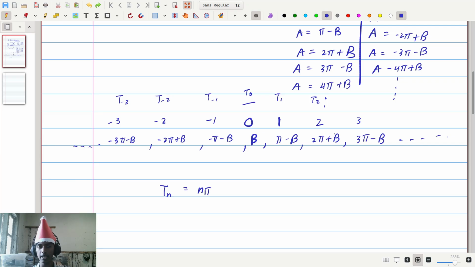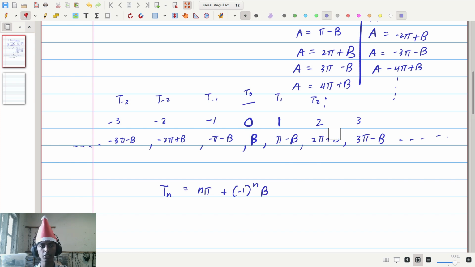A function that easily repeats this behavior is negative 1 to the power of n, where n is an integer. When n is an integer, if n is odd, negative 1 to the power of n is going to be negative 1. If n is even, negative 1 to the power of n is going to be positive 1. So here, if we just do a plus negative 1 to the power of n times b, you can see that the pattern is matching.